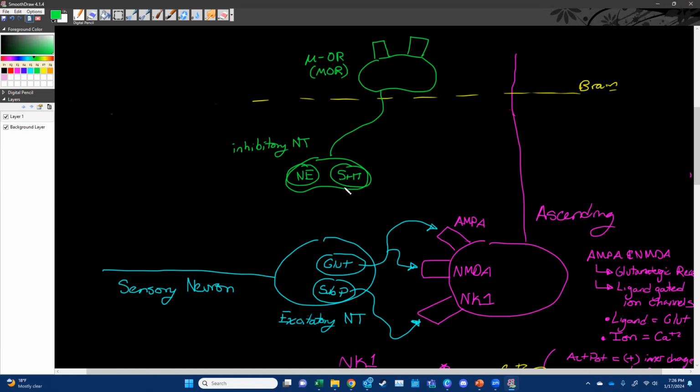Now, we haven't ever talked about serotonin yet. And what you should know about serotonin is that it binds to dozens of different serotonin receptors. But all of them are going to be inhibitory in some nature. They're decreasing the action of the cell.